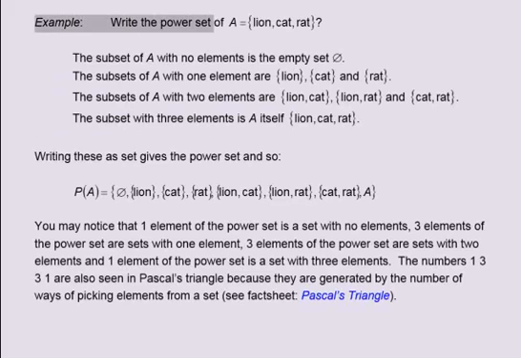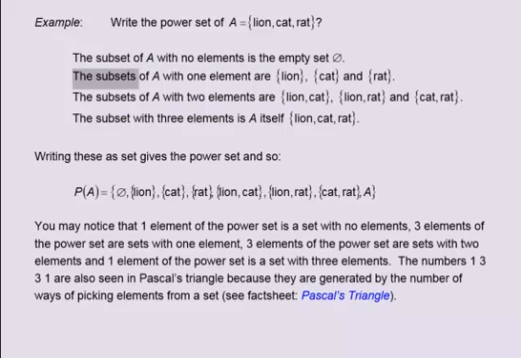Example, write the power set of A equals {lion, cat, rat}. The subset of A with no elements is the empty set. The subsets of A with one element are {lion}, {cat}, and {rat}. The subsets of A with two elements are {lion, cat}, {lion, rat}, and {cat, rat}. The subset with three elements is A itself, {lion, cat, rat}. Writing these as a set gives the power set, and so the power set of A equals the empty set, {lion}, {cat}, {rat}, {lion, cat}, {lion, rat}, {cat, rat}, and A.